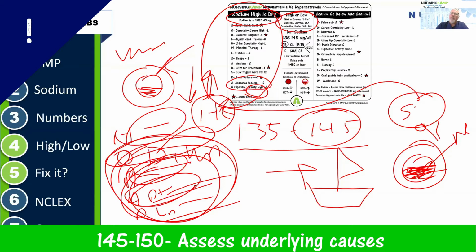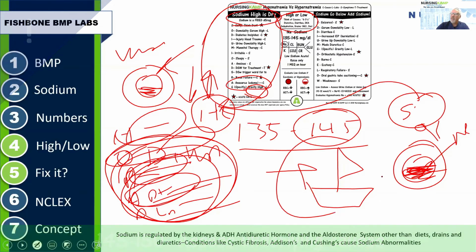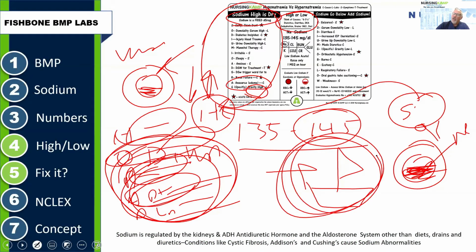Most likely, we're going to be on a med-surg floor. Did we give diuretics? Are they sick? Do they have DKA? What's their blood sugar? Do they have drains? Do they have an NG tube? What's going on with them? We look at the underlying cause. What's their heart rate telling us? What's the body telling us? That is the body compensating.